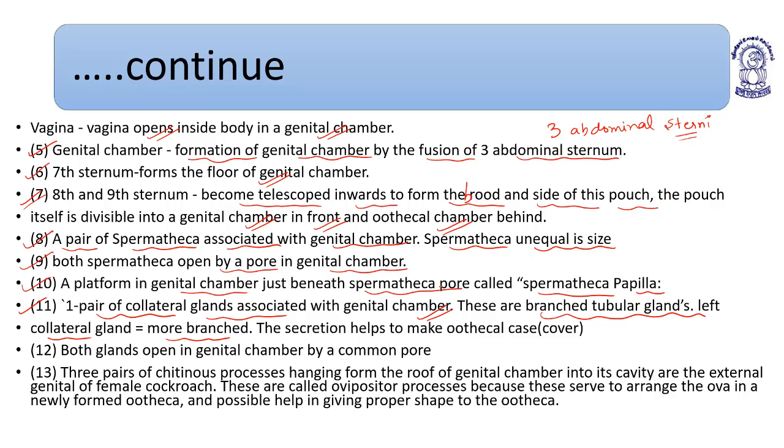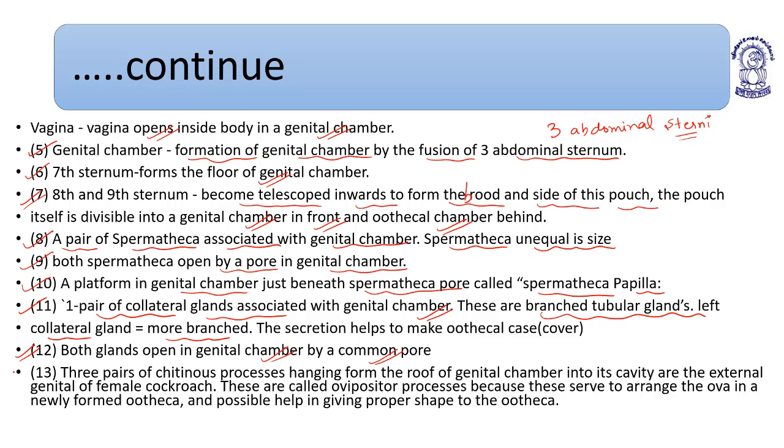A pair of collateral glands are present, associated with the genital chamber. The secretions of these collateral glands help to make the oothecal case, or the cover of the oothecal chamber. Understood? The spermathecal papillae is the platform in the genital chamber just beneath the spermathecal pore. Both the collateral glands open in the genital chamber by a common pore.